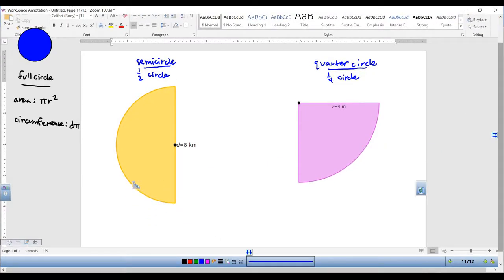All right, so now we're going to have not a full circle, but we're going to have a semicircle. And each one of those is also going to have an area, right? Now, they're not going to have a circumference, they're going to have a perimeter.